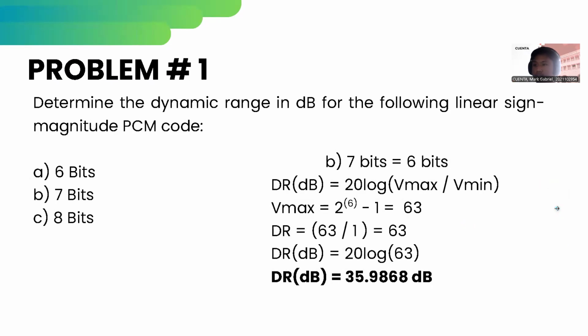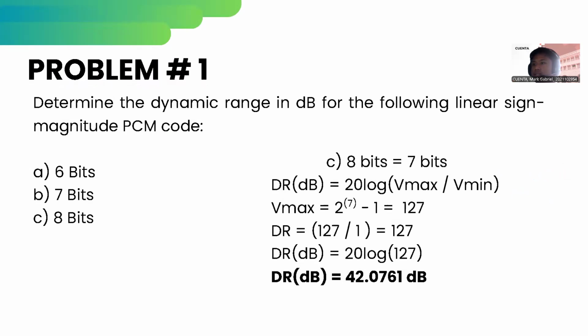Letter B, 7 bits is equal to 6 bits, again excluding the sign. With the same formula, so Vmax is equal to 2 raised to 6 minus 1 is equal to 63. DR is equal to 63 over 1 equals 63. DR in decibels is equal to 20 log 63. Again, with the answer of 35.9868 decibels rounded off to the fourth decimal places.